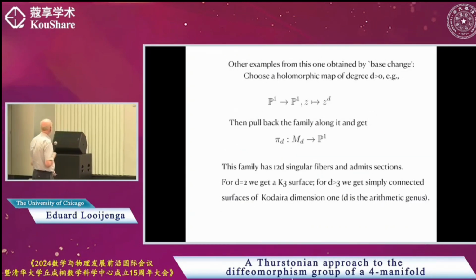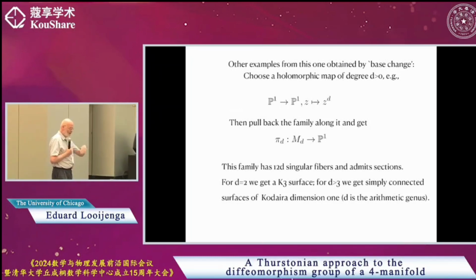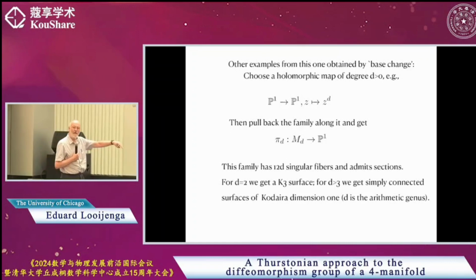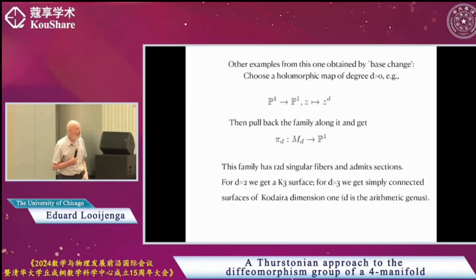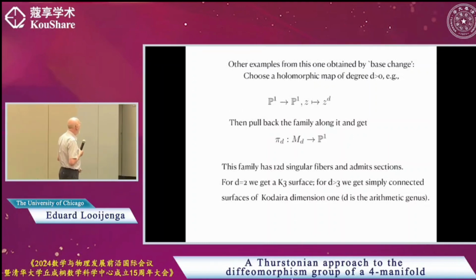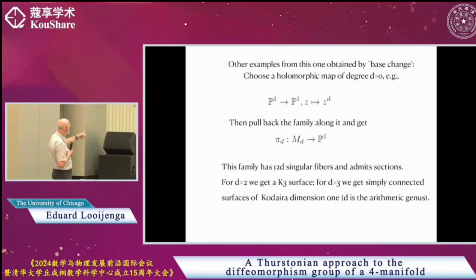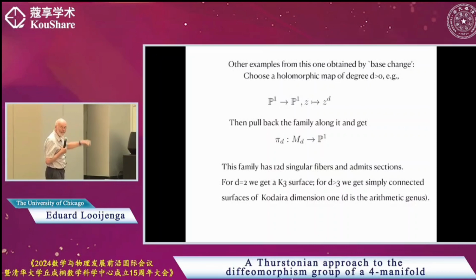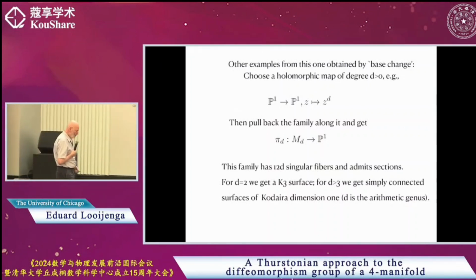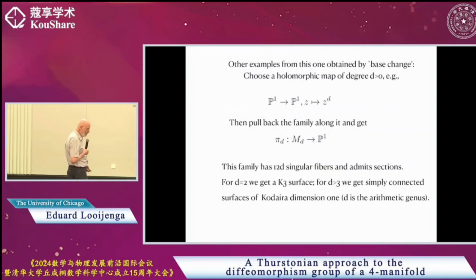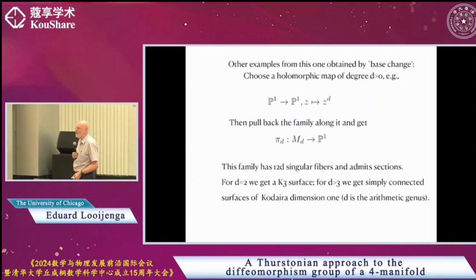Yeah, there it works. Okay, so what you do is you have this family over the Riemann sphere. Now you take a D-fold branched cover of the Riemann sphere. D is a positive integer. And you pull back the family, and you get another family that I denoted by M_D. The Euler characteristic gets multiplied by D, and you find easily that its Euler characteristic is then 12D.